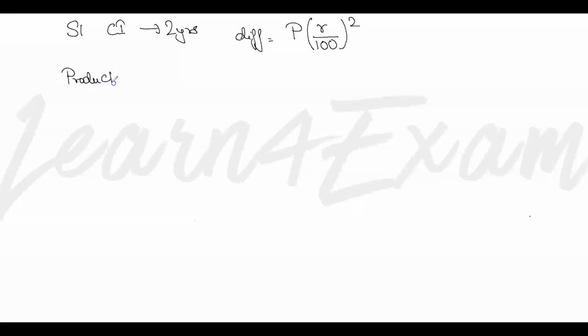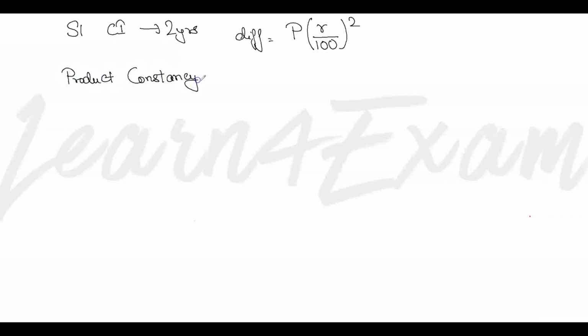After that, let's come to SI CI. When I'm talking about SI CI, there's a very important formula: the difference between simple interest and compound interest for 2 years is given by the difference in amount equal to the principal multiplied by (R by 100) whole square. This is something you have to keep in mind. Also, SI CI is a part of your percentages. A very important thing to keep in mind is product constancy.